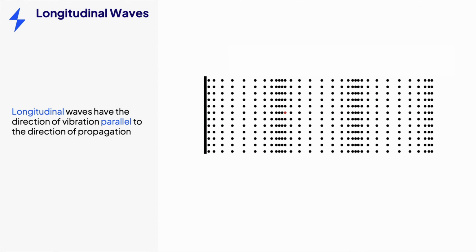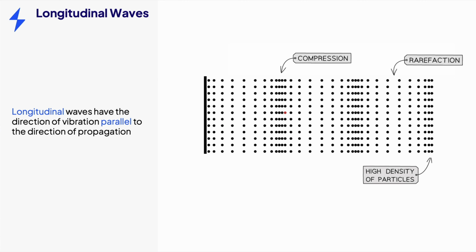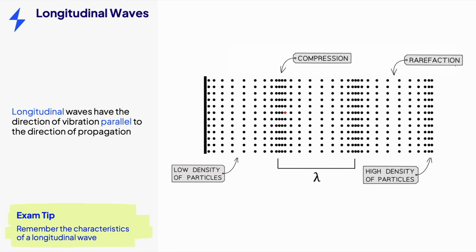Longitudinal waves vary between areas of high-density particles, called compressions, and a low density of particles, called rarefactions. The fluctuation of these causes the wave to move. The wavelength of a longitudinal wave is the distance between two rarefactions, or two compressions. Make sure to remember these characteristics. You may be asked to label a longitudinal wave diagram.